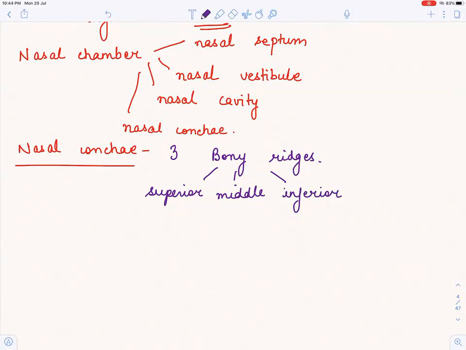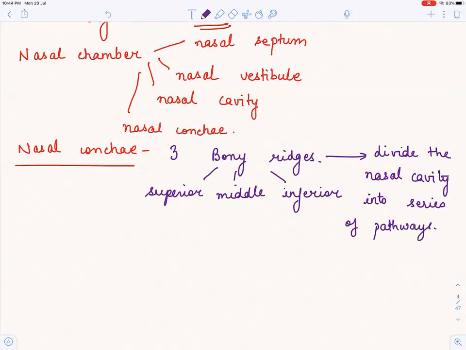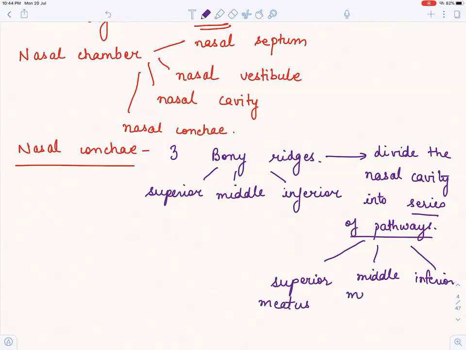So what do these three bony ridges do? They divide the nasal cavity into a series of pathways. And those pathways will also have names: the superior, middle, and inferior meatuses.